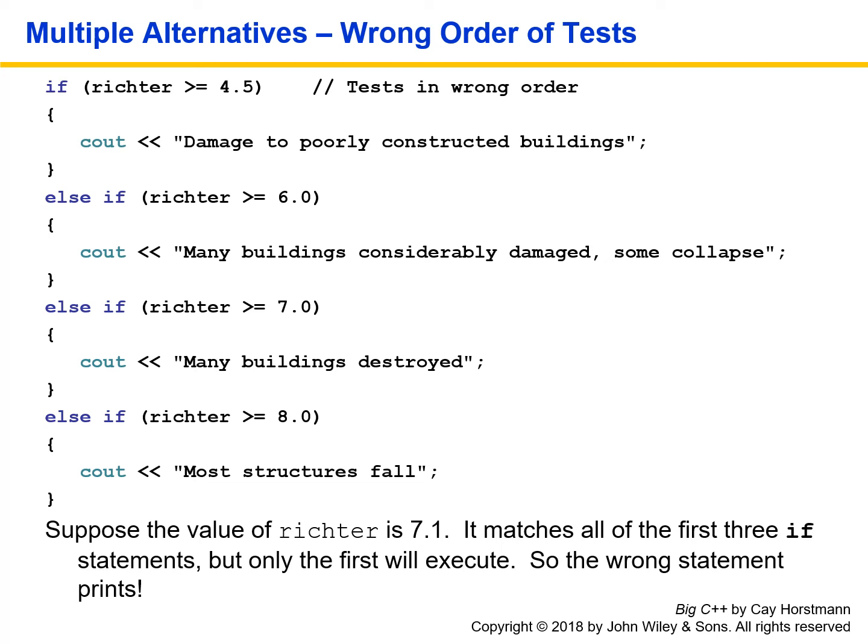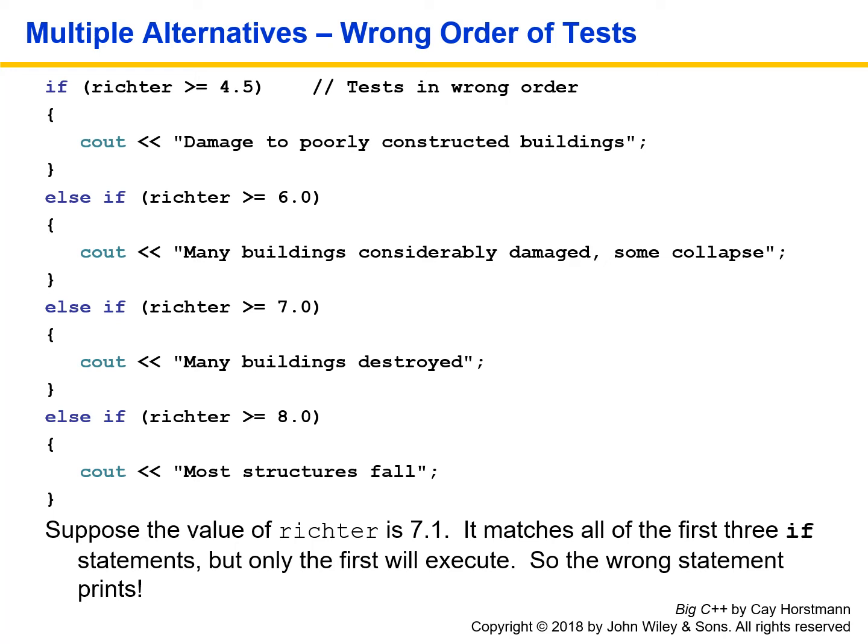If Richter is greater than or equal to 4.5, well, 7.5 is greater than or equal to 4.5, so we'll print damage to poorly constructed buildings, and then we hit an else and an else and an else, so I'll never actually get to the point where Richter is greater than or equal to 7.0. So if you're going to use greater thans as your comparison, you have to start with the largest value first and work your way down.